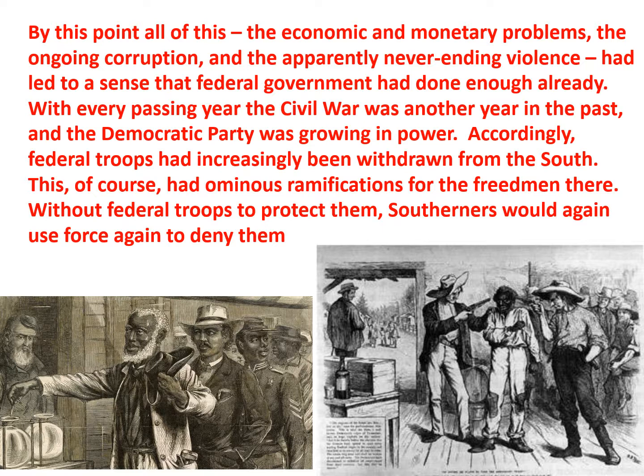With every passing year, the Civil War was another year in the past, and waving the bloody shirt wasn't working as well, and the Democratic Party had been growing in power. Accordingly, federal troops had increasingly been withdrawn from the South. This, of course, had ominous ramifications for the freedmen who lived there. Without federal troops to protect them, Southerners again could use force to try to deny freedmen their rights.